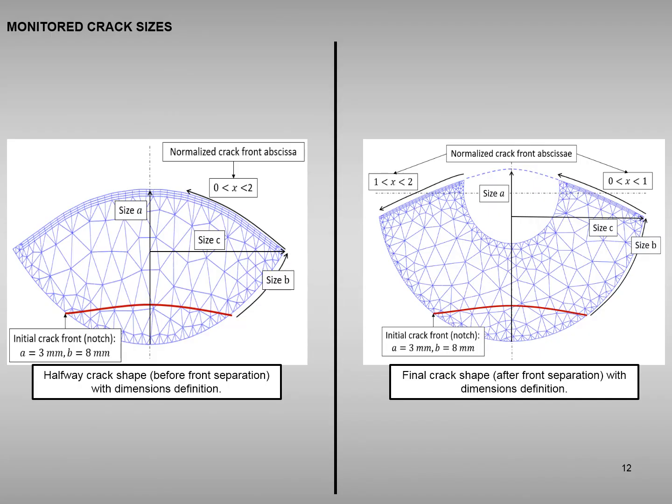In these pictures, the measurement of crack sizes A, B, and C is explained. The picture on the left-hand side shows a halfway crack shape before front separation, whereas the figure on the right-hand side depicts the final crack shape after front separation. The normalized crack front abscissa varies in the range from 0 to 2. 0 means the crack front initial point, 2 is the crack front endpoint.